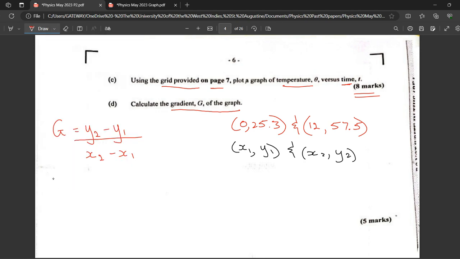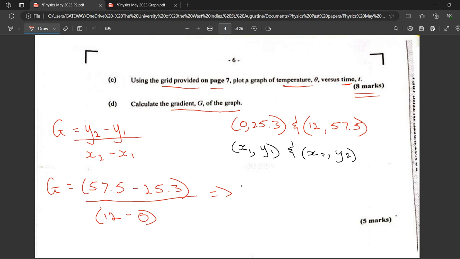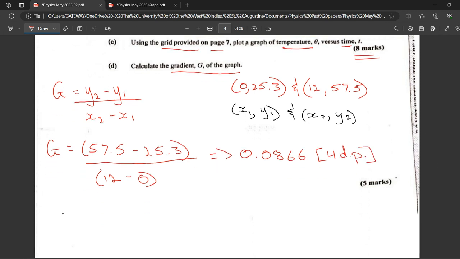So therefore your gradient G would be equal to y2, which was 57.5, minus y1, which is 25.3, right, divided by x2, which is 12, minus x1, which is 0. Right? So when you work this out in a calculator, you should get something around 0.0866, and this is to 4 decimal places.